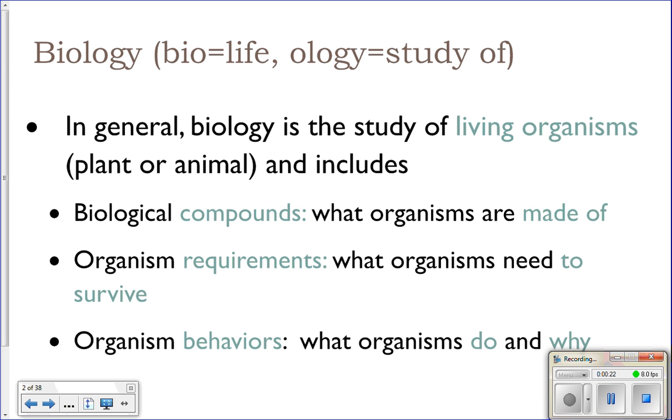When we look at life, we tend to study three main characteristics or parts of those animals or plants. When we look at living things, we study their compounds, so the biological compounds that the organisms are made of. We also look at the requirements, so what the organism needs to survive. And then we look at the behaviors of the organism, so what it's doing and why. By studying these three things, we come to a very full and complete knowledge of the living thing that we're looking at, by looking at its behaviors, its requirements, and its compounds, what it's made of.